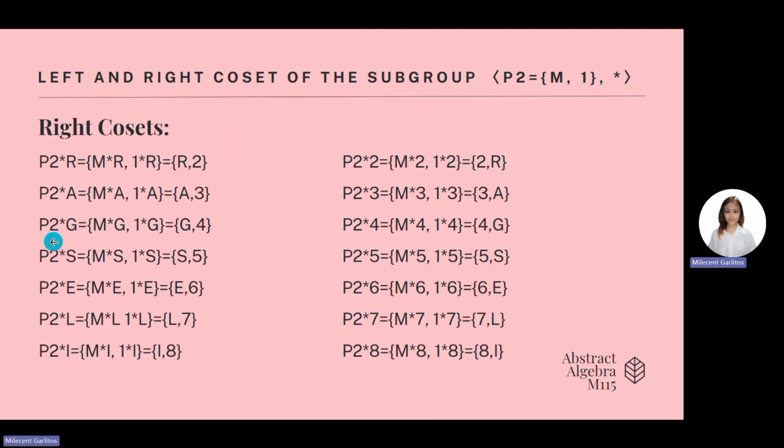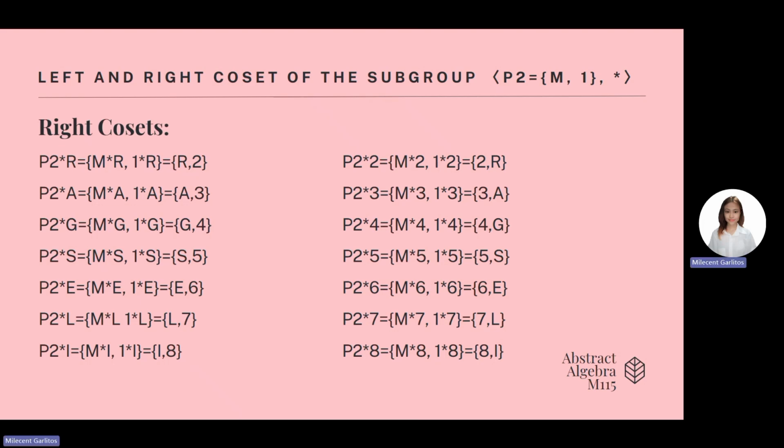P sub 2, we operate it with element G, it would then be M star G and 1 star G. The result would be G and 4. P sub 2, we operated with the element S, it would then be M star S and 1 star S. The result would be S and 5. P sub 2, we operated with element E, it would be M star E and 1 star E. The result would be E and 6. P sub 2, we operate it with the element L, it would then be M star L and 1 star L. The result will be L and 7. P sub 2, we operated with I, it would then be M star I and 1 star I.